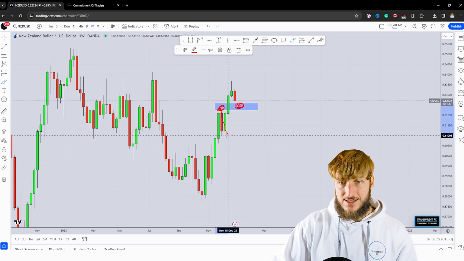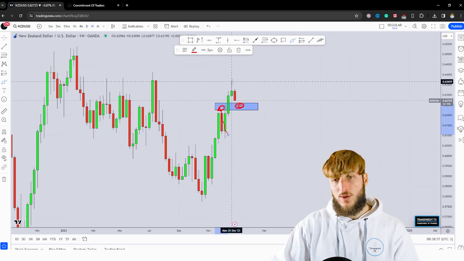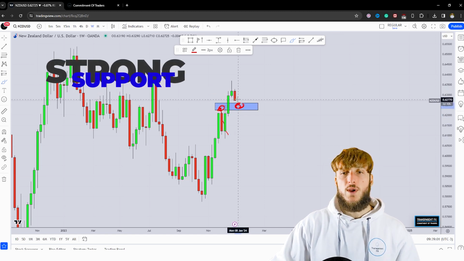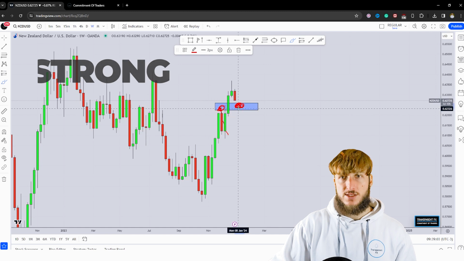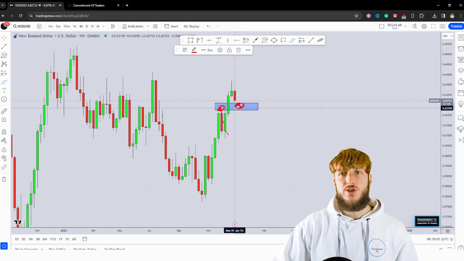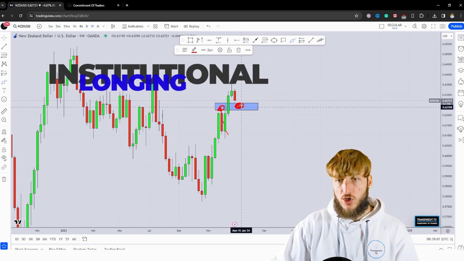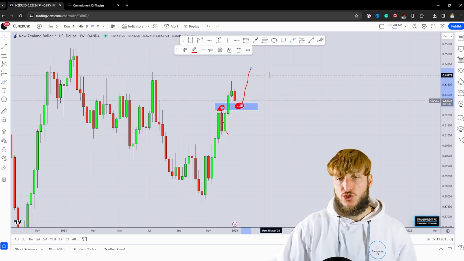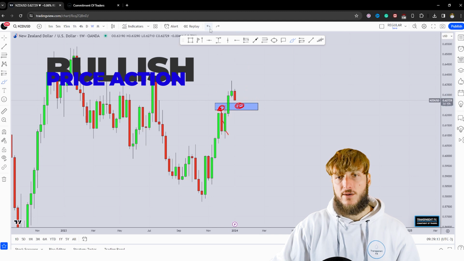of weekly resistance, which now that the market has broken it to the upside and is currently retesting it, is turned support. So we have confluence of support inside of this area, inside of which we could expect more institutional longing, which at that point would further increase the probabilities of a potential rejection to the upside away from this level.